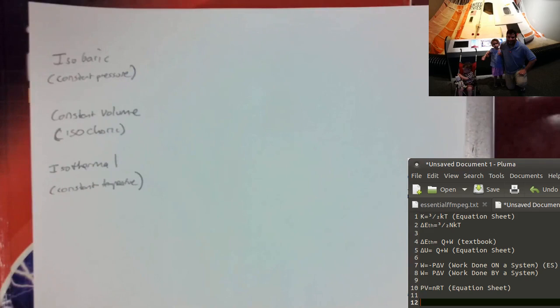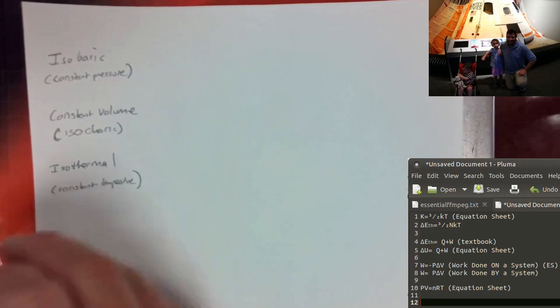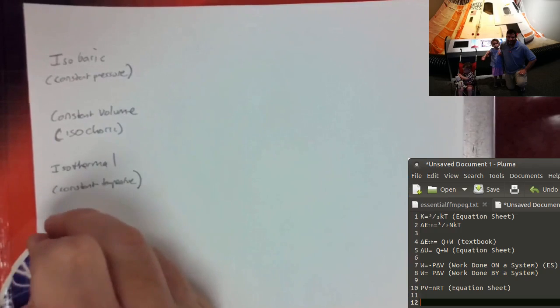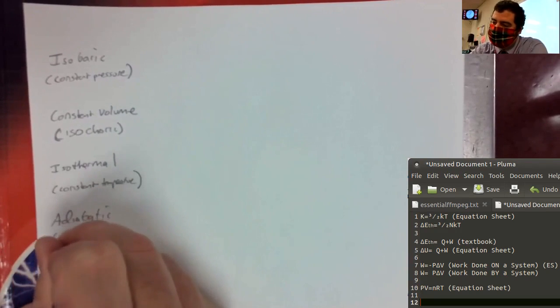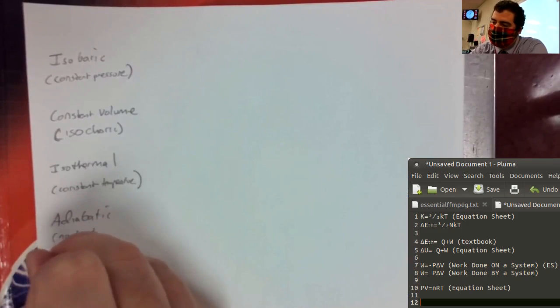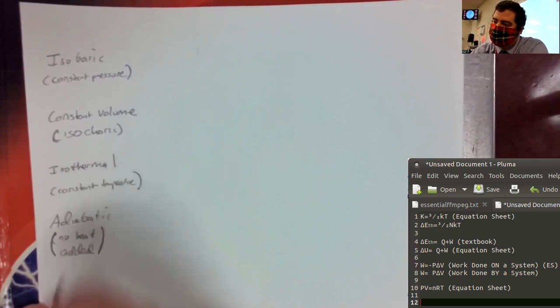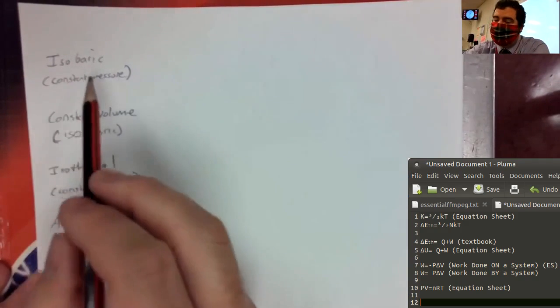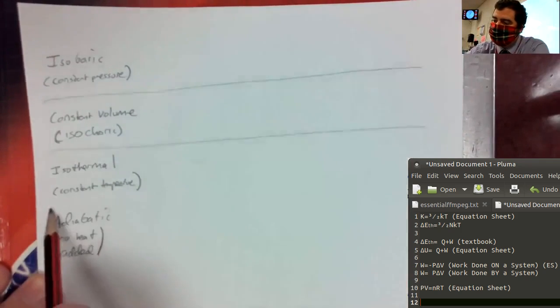We also do have to think about a situation where we don't add any heat to the system, because heat's another way you can add energy. And we call that adiabatic. All right, so there's our 4 processes they want us to know.